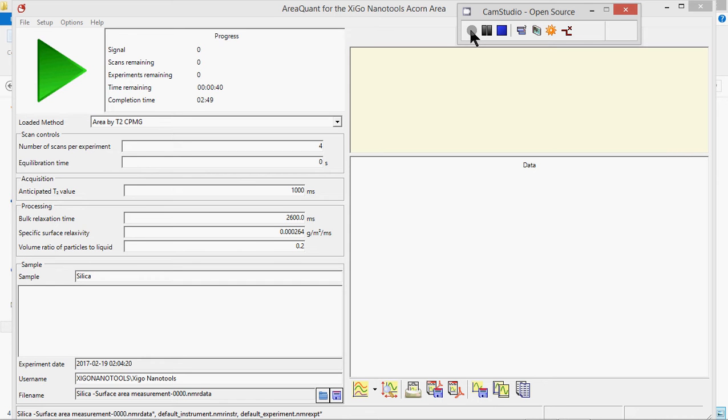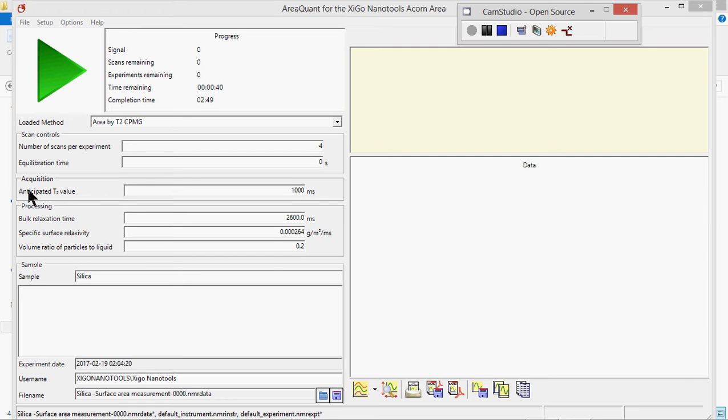The surface area by T2 measurement method is very similar to the surface area by T1 measurement method. If you look at the fields, you see the number of scans per experiment, equilibration time, anticipated T2 value, bulk relaxation time, specific surface relaxivity, volume ratio are all the same fields that appear in the surface area by T1, with the exception of the anticipated value, which in this case refers to T2 as opposed to T1.